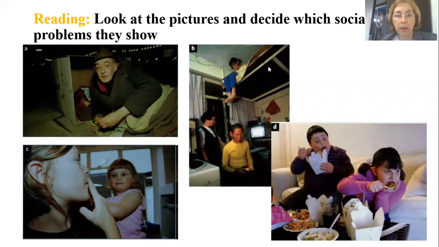Okay. Zaina is joining. And the last picture, picture D, Mustafa, what can you see here? What kind of problem is there? Eating too much, obesity. Yes, so you're right. This is overweight, obesity. When people eat too much and they do not move.